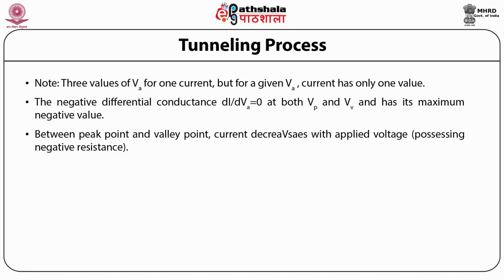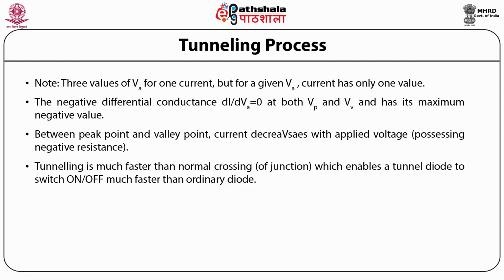So between the peak point and the valley point, the current decreases with the applied voltage, which is due to the negative resistance. Interestingly, instead of consuming power, negative resistance reduces power. Tunneling is much faster than the normal crossing or diffusion of carriers, which enables a tunnel diode to switch on and off much faster than an ordinary diode.